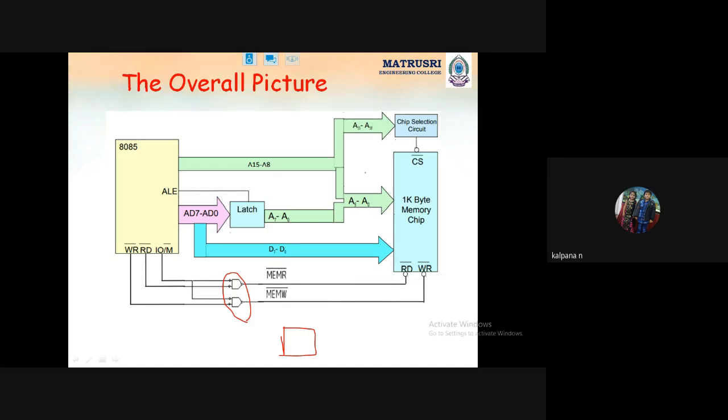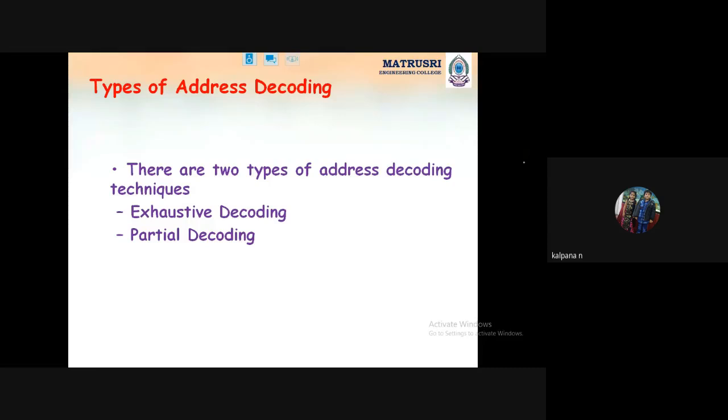Okay, clear? Clear or any doubts? Next, decoding means what? Connecting more than 2 memory chips to the processor. Now this address decoding is done in 2 ways: exhaustive or linear decoding, and partial decoding.